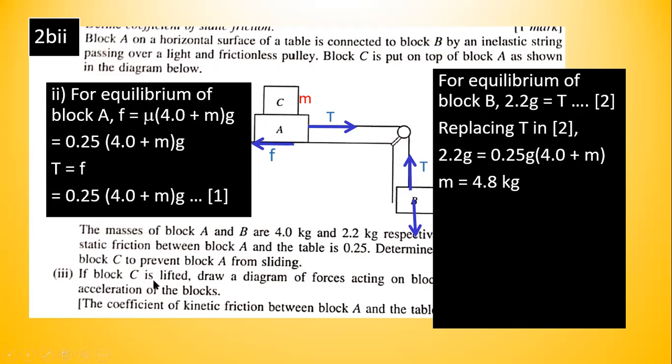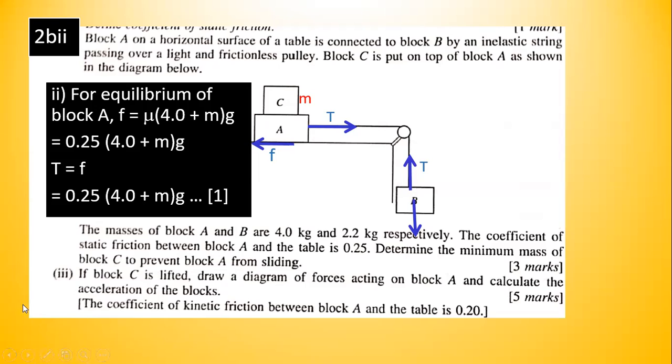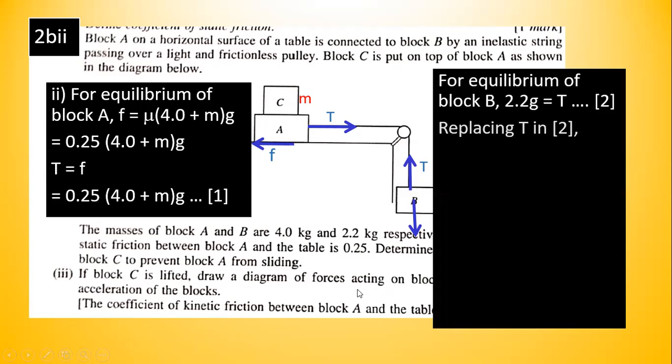Next part: if block C is lifted, draw a diagram of the forces acting on block A and calculate the acceleration of the block. The coefficient of kinetic friction between A and the table is 0.2. Okay, let's do that.